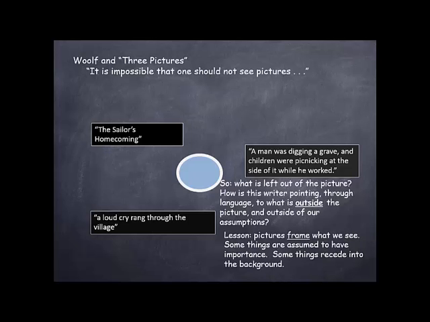For Woolf, this means that pictures really frame what we see. And with any kind of frame, some things are assumed to have importance, other things recede into the background or are left out of the frame, if we want to continue that metaphor. If you don't like a frame metaphor, think of a lens. We bring it into our perspective, and those things that are outside the lens we don't notice.